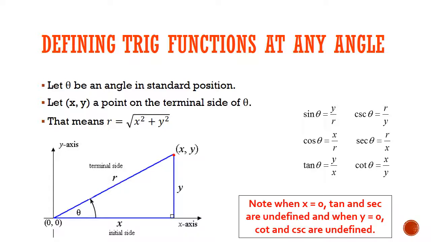Now, when x is 0, and it could be that we have a 90-degree angle, in that case x would be 0, tangent and secant are undefined. And when y is 0, which would be if we had a 0-degree angle, cotangent and cosecant are going to be undefined because the zeros would be in the denominators.